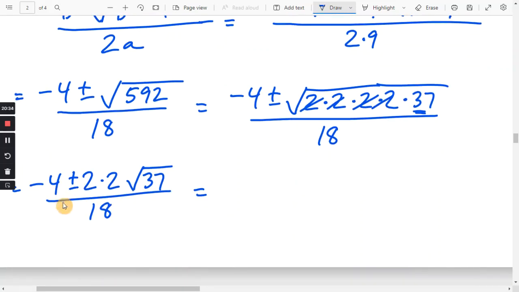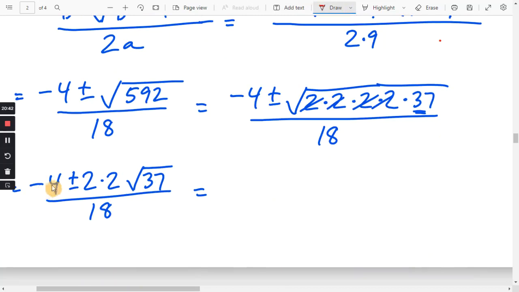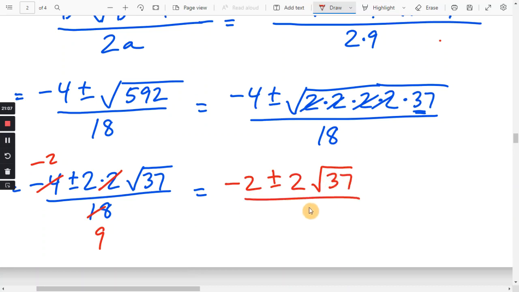Okay, so these are all even numbers. Let's see. Even numbers are always divisible by 2. Negative 4 divided by 2 is negative 2. 18 divided by 2 is 9. And 2 times 2 divided by 2 is just 2. So we can cancel one of the 2's. All right, so we have negative 2 plus minus 2 radical 37, and that's divided by 9. And that's it. We can't break this up, and we can't cancel another 2 because the 9 is not an even number.